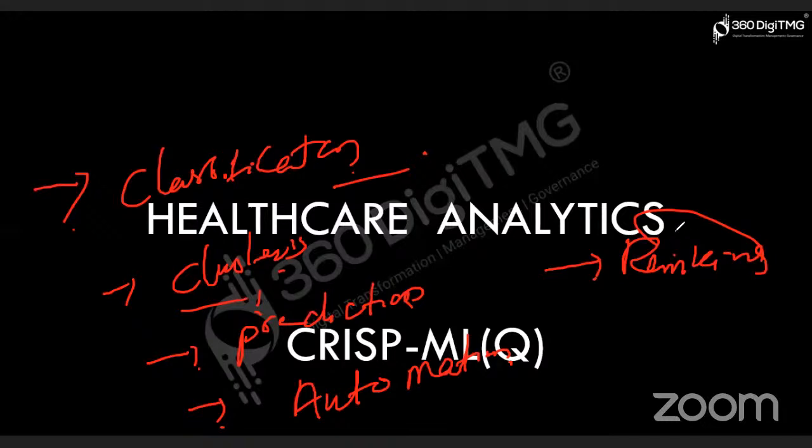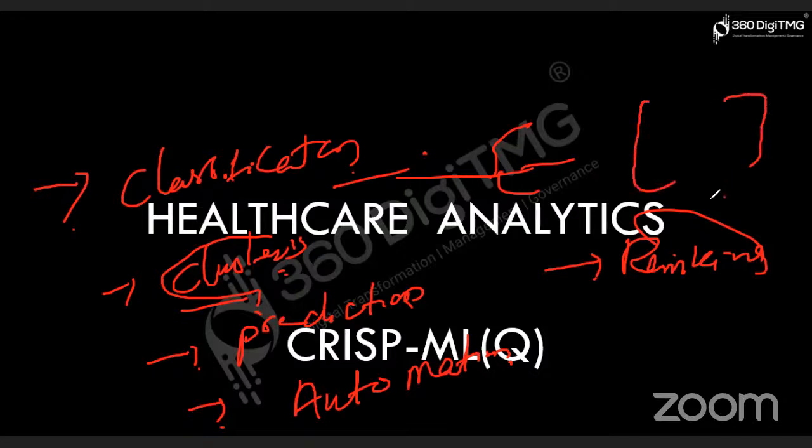When it comes to classification, we decide whether a particular person has any anomaly in their health, or whether that person has cancer or not. In clustering, we segregate patients based on their health condition. That we have seen in the previous session.